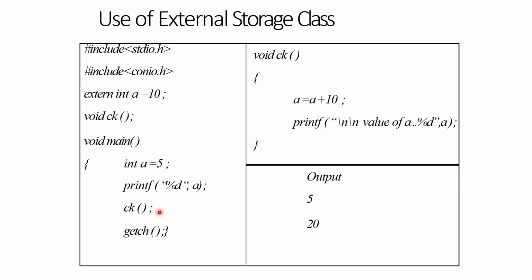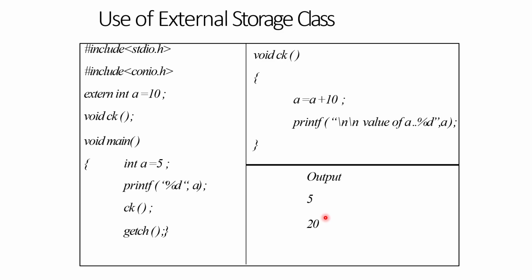And then when ck is called, you see in this ck function, what does this a mean? This a actually means the external variable a. And that's why if you write a equal to a plus 10, it's printing 10 plus 10, that is 20. That's why it will print 20. And this is the difference.